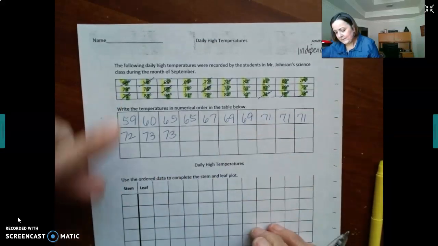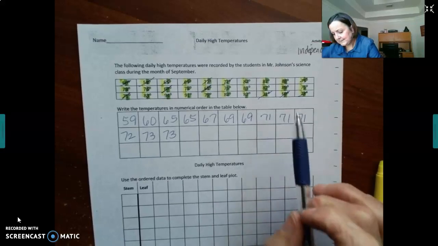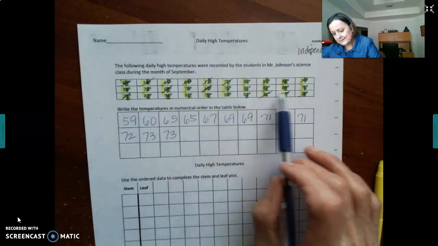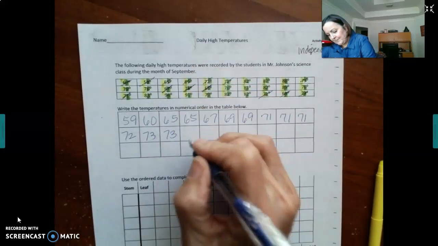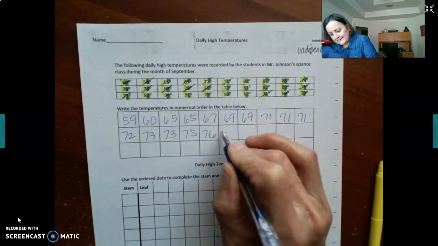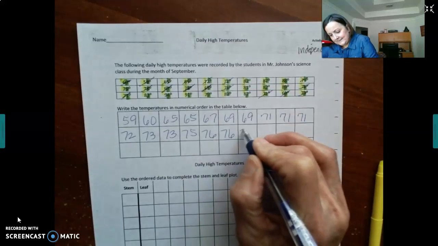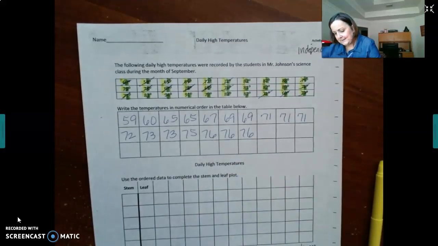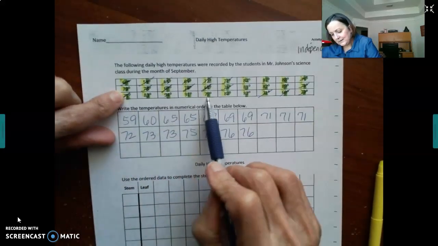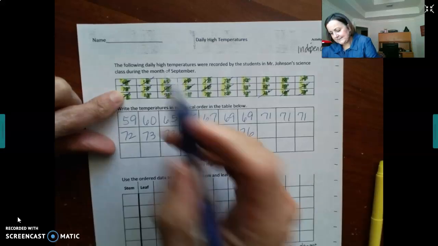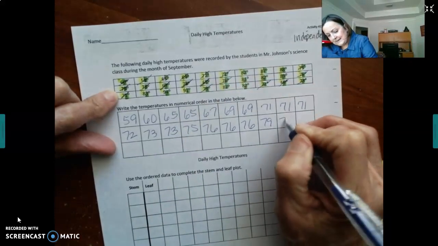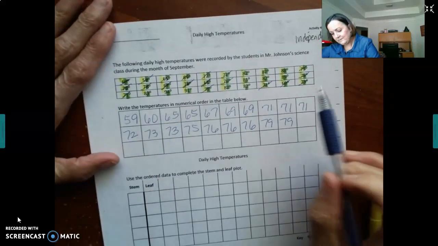And I don't think we have any more 74s. I don't see 74. Do we have a 75 degrees? Do you see 75, boys and girls? I do right here. And we have 76. And we have 76 again. And I think that's it for 76. Here is 79. Here is a 79. Anything else in the 70s? Nope. And we have 2 temperatures that were 79. And we're going to continue on and fill out the rest of this chart.